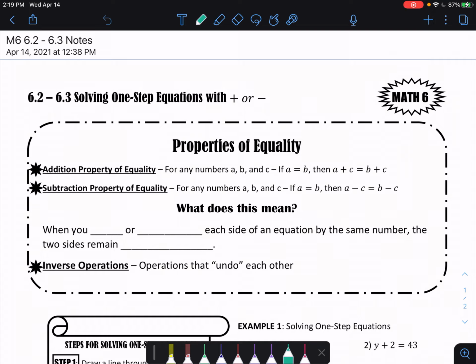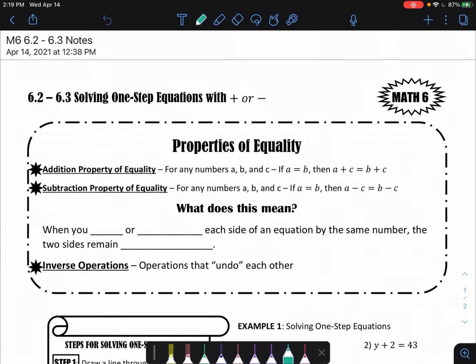So when we look at equations, we now have an expression that has an equal sign in it. So the addition property of equality says that if you have any numbers, a, b, and c are variables, but we can replace them with any numbers. If a and b are equal to each other, then I can add the same number to both sides and the expression will still be equal. And it also works for subtraction. So if a is equal to b, then I can subtract the same number from both sides and they remain equal.